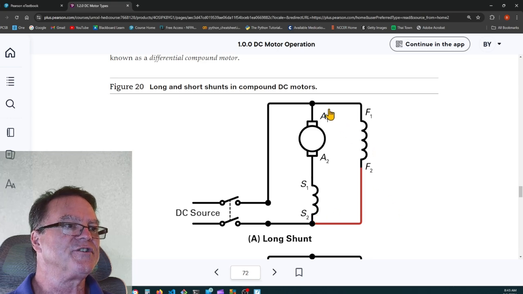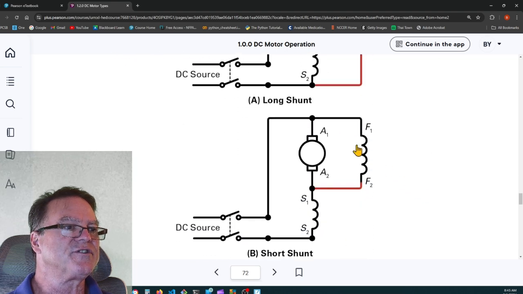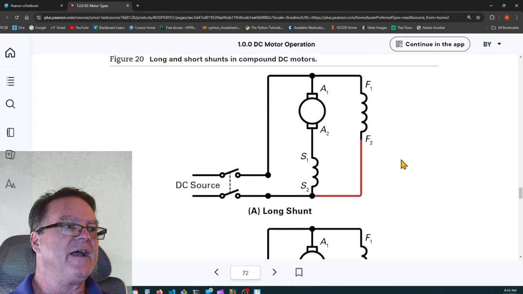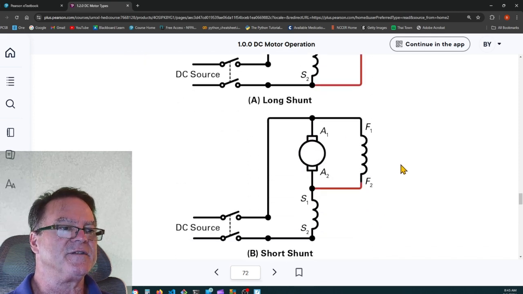Now here's a long shunt. Remember, the word shunt means parallel. So the shunt winding is in parallel with both the armature and the series winding. That's a long shunt. The short shunt, the field winding or shunt winding, is only parallel to the armature. And then it goes through the series winding. So there's a short shunt and a long shunt. That's the difference.